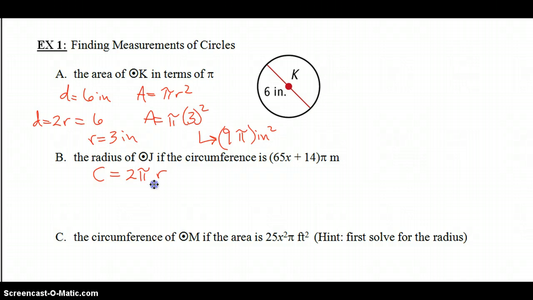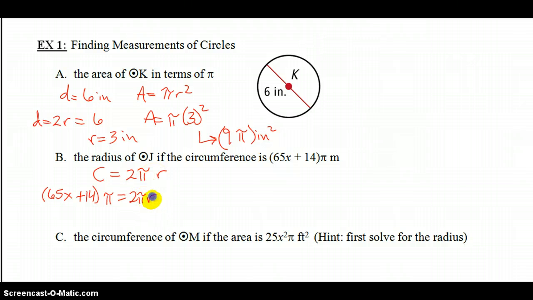That means I can replace C with the given value of circumference. So on the left side of this equation, we're now going to write parentheses 65x plus 14, and then don't forget to put pi. Pi is part of that. That value of the circumference is equal to whatever 2 pi r is. So we can go ahead and write 2 pi r on this side. We need to solve this equation for r.